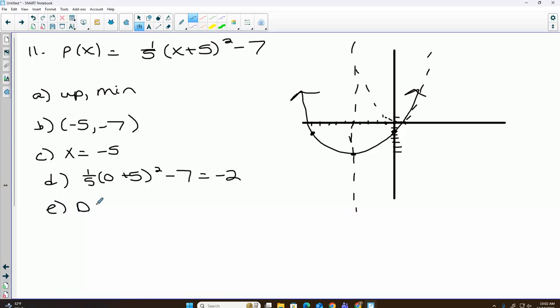Domain, always negative infinity, positive infinity, because the ends just keep getting wider. The range, my lowest value is at -7. We do touch it, so it's a bracket, and it's going up forever. So -7 to infinity. So just because this one was written in vertex form, it was easier to think about transformations to get your vertex than it was to do the opposite of b over 2a.